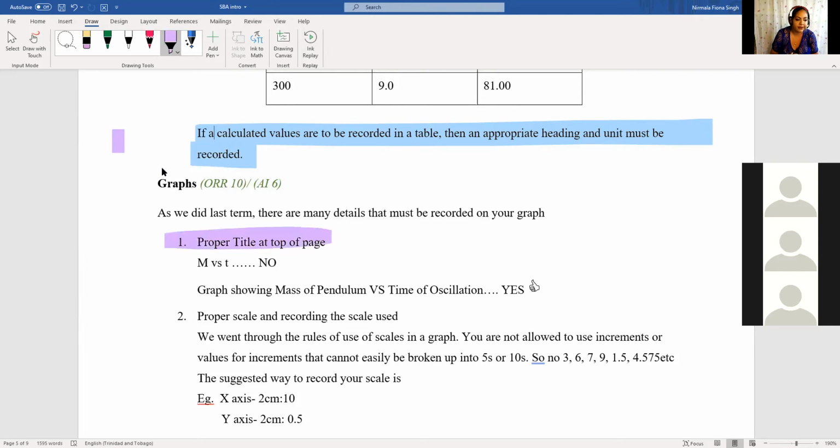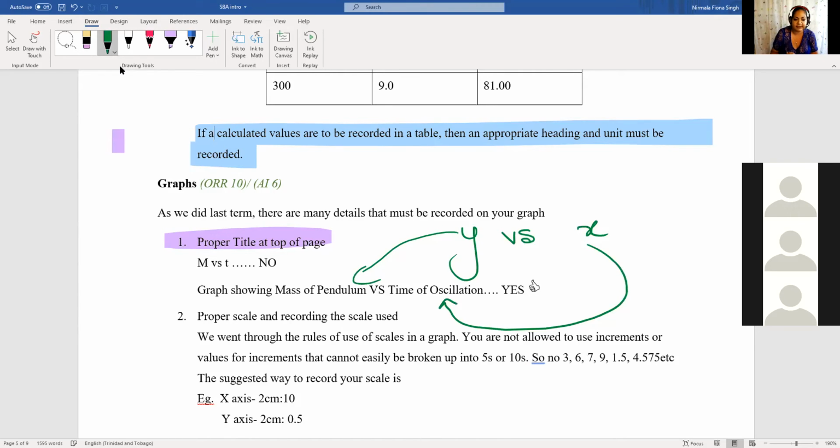So first, we must put a title at the top of our graph page, and it must be a proper title. You cannot say mass versus time. No. You will think about what you're writing. You will look and see what we are plotting. Remember, your graphs are always stated as the Y quantity versus the X quantity. It's always Y versus X.